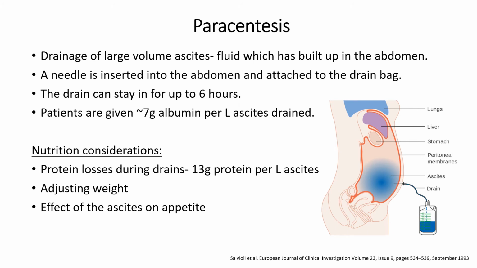Go through an overview of some different treatments. Paracentesis is the drainage of a large volume of ascites. A needle is inserted into the abdomen and attached to a drain bag. The drain can stay in for up to 6 hours. Patients are given 7 grams of albumin per litre of ascites drained.